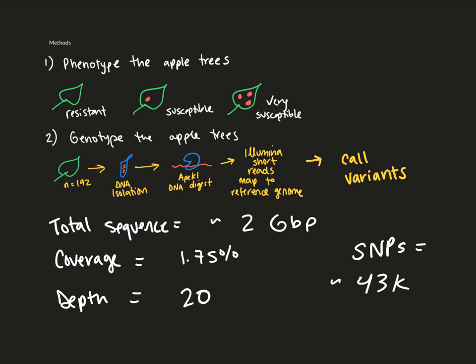43,000 is still a lot. That's a lot of SNPs. And you're probably thinking to yourself, how am I going to look at 43,000 SNPs? How am I going to analyze that as an association? So just brace yourself for this next image, which is going to look like a lot, but we're going to walk through it.